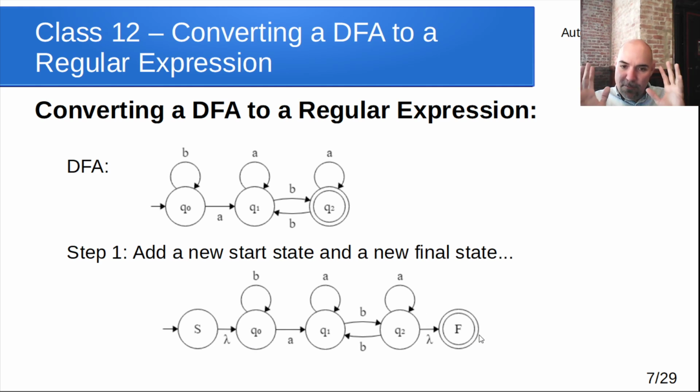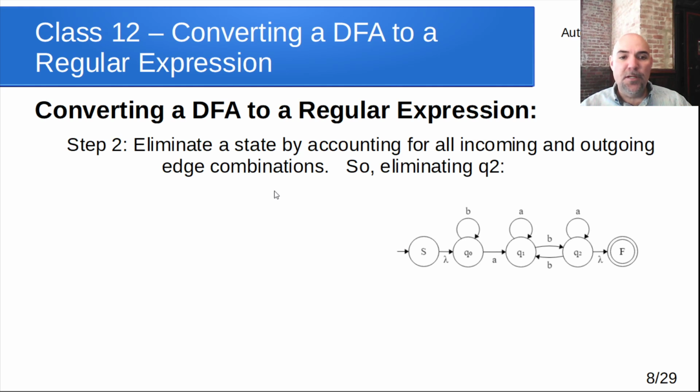So if we can reduce those and get rid of those, and replace that with a regular expression, that's what we're going to do. Step 2 is to choose one of these states, and it really doesn't matter which one we start with. We could pick any of them. We're going to choose one, and then reduce it. So step 2 is to eliminate a state by accounting for all incoming and outgoing edge combinations. In this case, we're going to choose Q2.